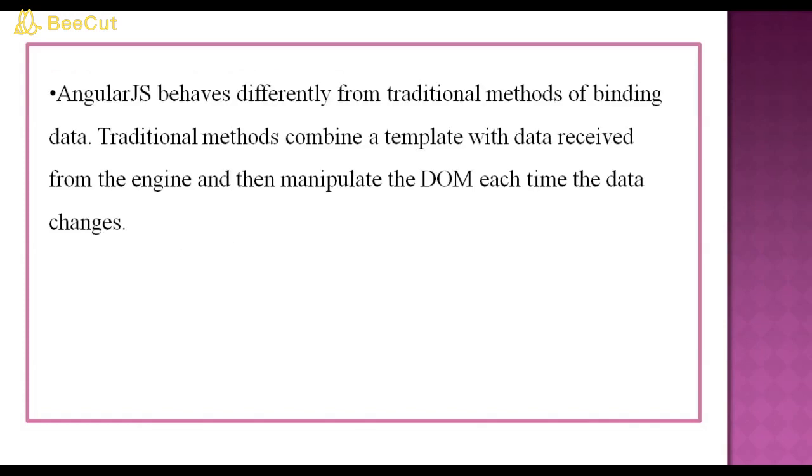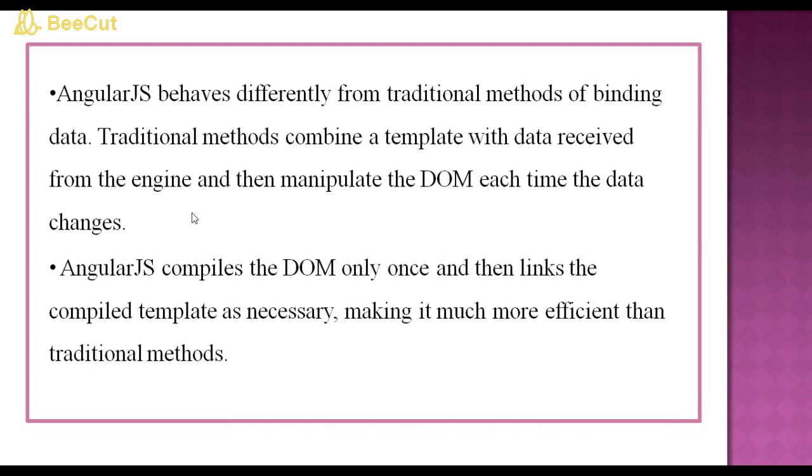AngularJS behaves differently from traditional methods of binding data. The traditional methods combine a template with data received from the engine and then manipulate the document object model each time the data changes. AngularJS compiles the document object model only once and then links the compiled template as necessary, making it much more efficient than traditional methods.